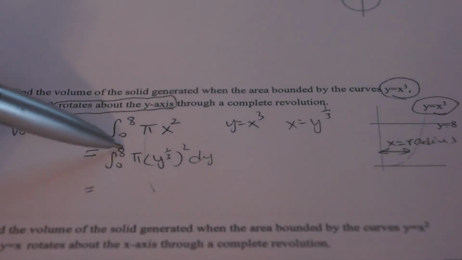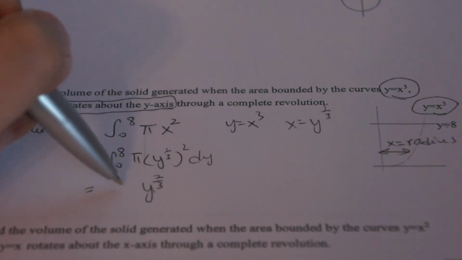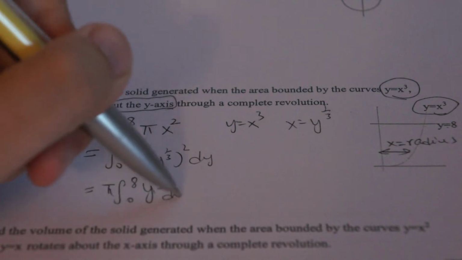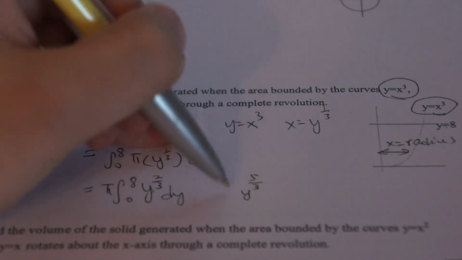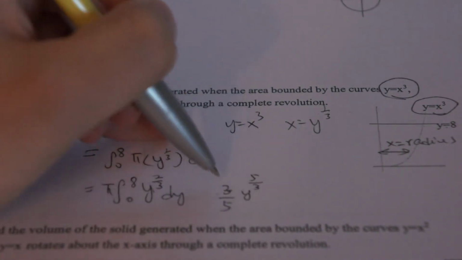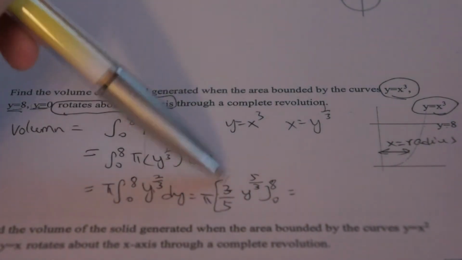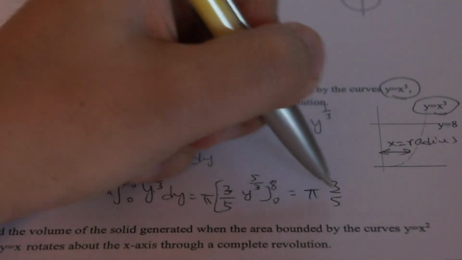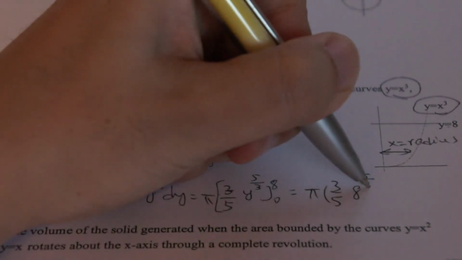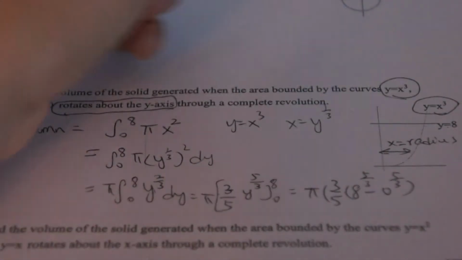Okay, we must match the numbers with the unknown. So we have y to the power of 2 over 3. Take out the pi. So finally we have 5 over 3, and here is 3 over 5. So the answer is like here, and then we will have to place the x inside here, so we have pi 3 over 5 x to the power of 5 over 3 minus 0 to the power of 5 over 3, so at the end you will have 96 over 5 times pi.